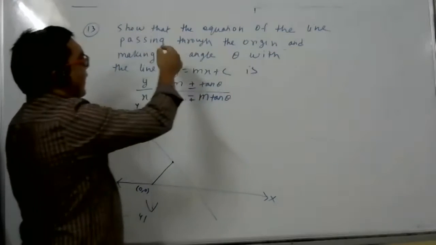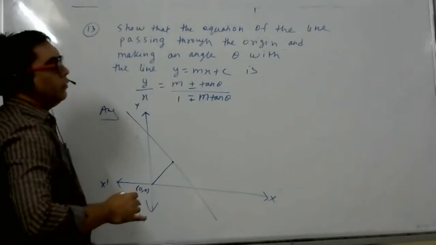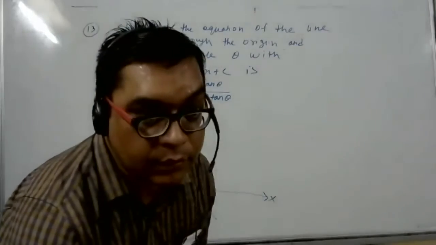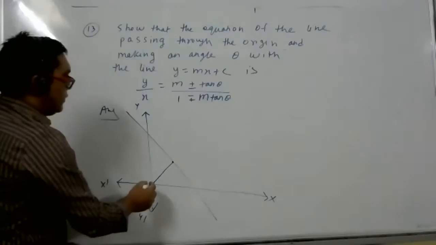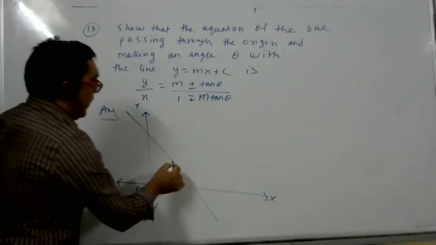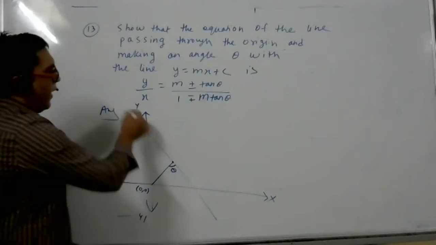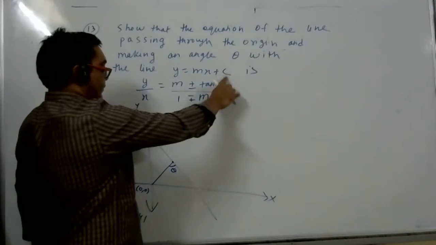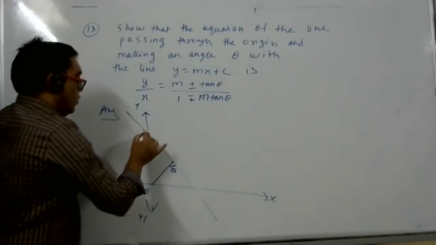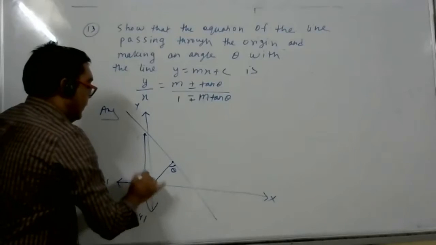Show that the equation of line. Very good, Ananya Mishra. Show that the equation of the line passing through the origin and making angle theta with the line y = mx + c. Student, y = mx + c, Risha, what is c here? Y-intercept. This is c.